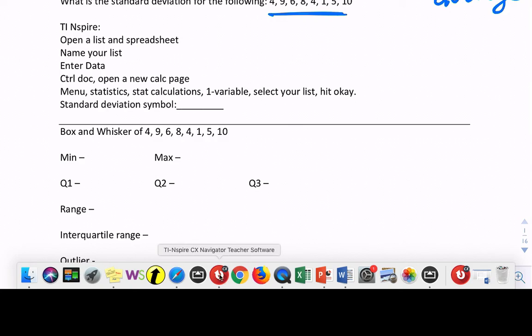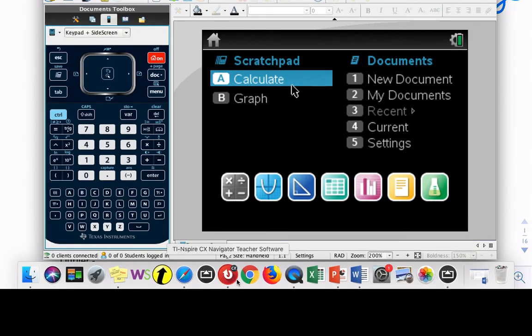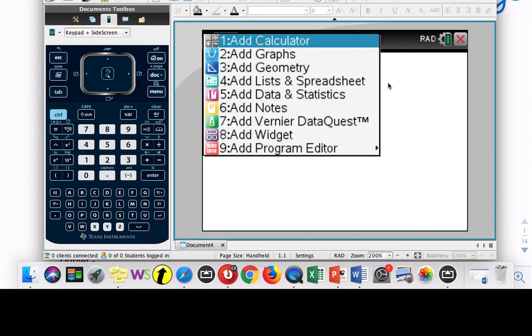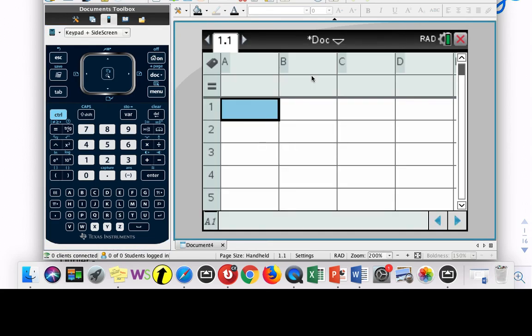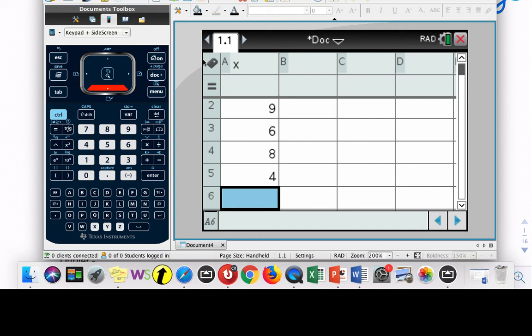So I'll show you how to put that in. On your calculator, you can do a new document, open a list and spreadsheet, and we're just going to type the numbers in. And I'll call my list X. You have to name your list. So I'll put them in the order that they are on our paper, so you do not need to put them in order. So we have 4, 9, 6, 8, 4, 1, 5, and 10.